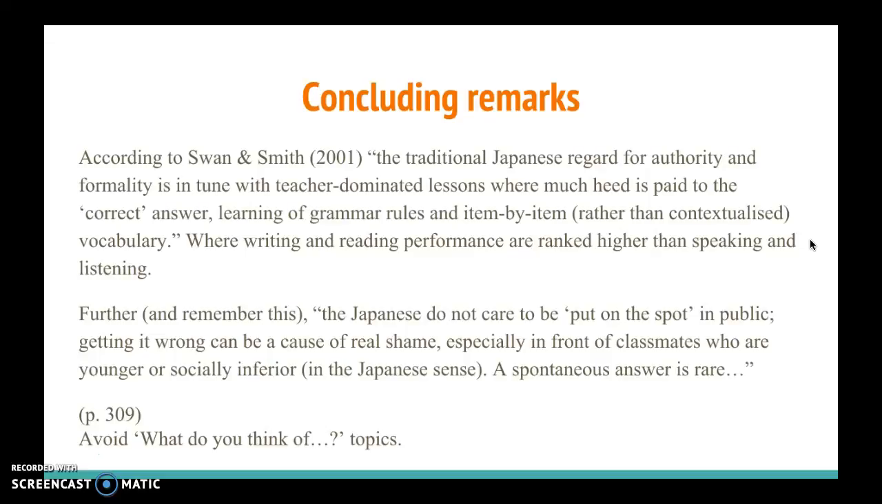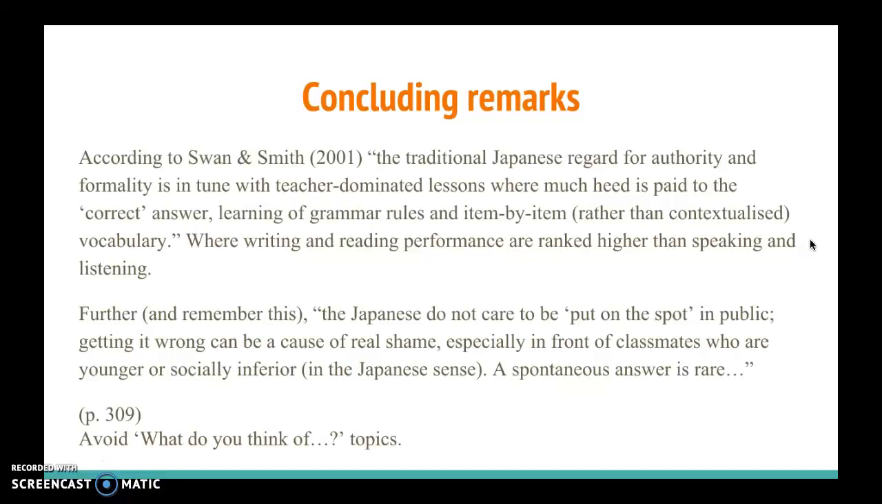I would suggest that you, as a teacher, avoid the what do you think of so and so topics whenever you do, avoid them at all costs, I would say. Or at least make some introduction to them, don't just start with what do you think of this, since it's rare to get a spontaneous answer, and it might just be followed by a long silence.